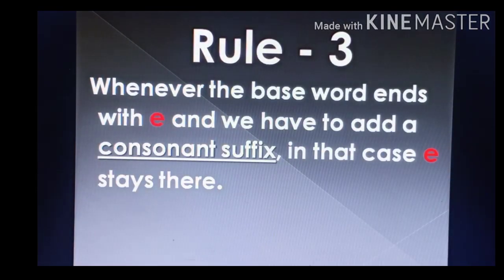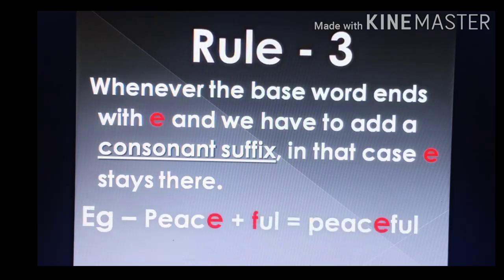Now let's see what is there in rule number 3. Whenever the base word ends with E and we have to add a consonant suffix, in that case E stays there. In rule number 2, we were adding a vowel suffix, but here it's a consonant suffix. So E is going to stay over there. Just have a look at an example. Peaceful. Peace ends with E, but the suffix is a consonant suffix. So E is going to stay over there.